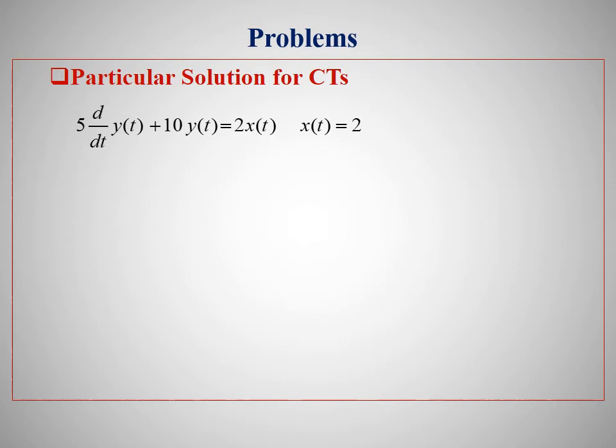It is given that x of t is equal to 2, which means it is a constant. Hence, the solution is yp of t equal to c. On substituting this here, since it is a constant, the derivative term is equal to 0, plus 10 into c would be equal to 2 into x of t, which is again 2. This means 10c is equal to 4, or c is equal to 2 by 5. Any guesses what would be the solution of yp of t? yp of t is going to be equal to 2 by 5.